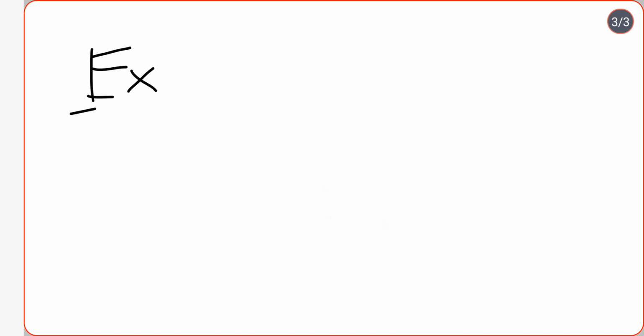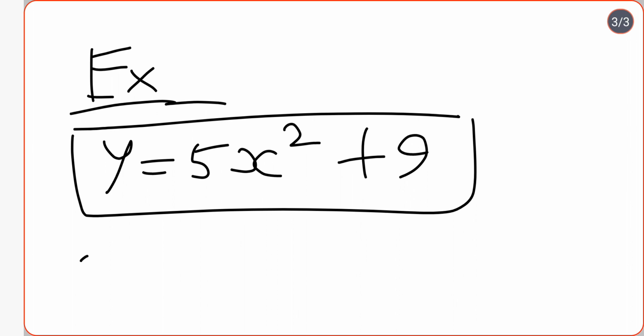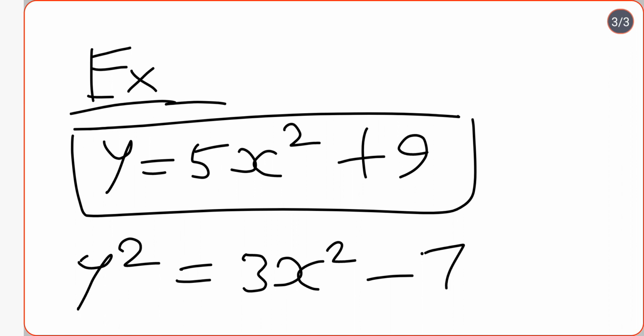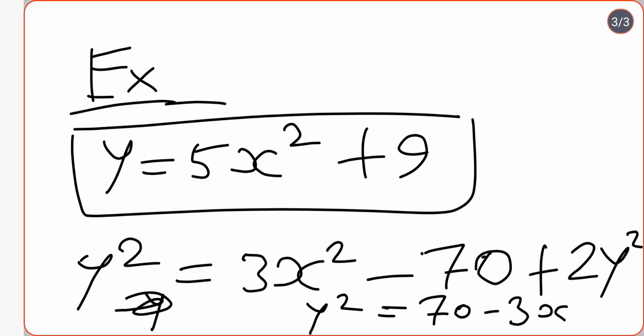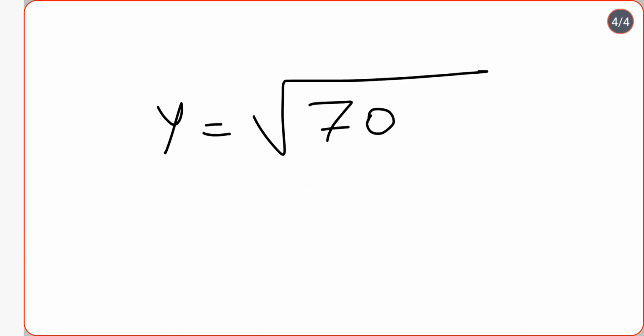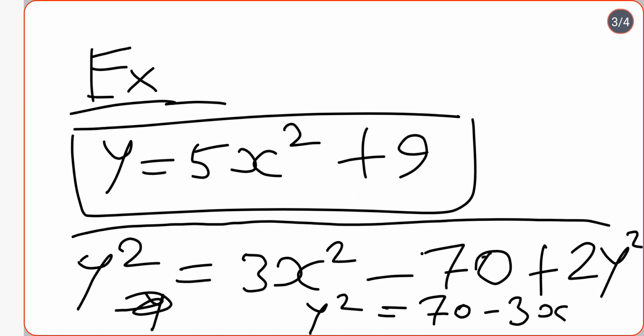What are the examples of this explicit function? Suppose I have written y is equal to 5x square plus 9. It is obviously an example of explicit function. Similarly, I have written y square is equal to 3x square minus 7t plus 2y square. Now you can represent this function as y square is equal to 70 minus 3x. So y is equal to root over 70 minus 3x. So you are successful in representing the dependent variable with respect to the independent variable. So this function, which looks a little bit different, is also an explicit function.